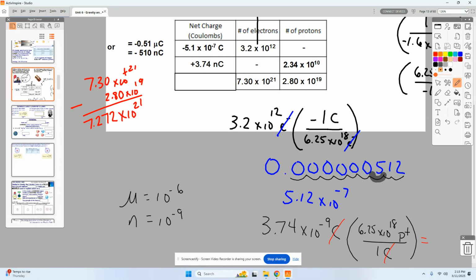Did I do that math right? It's a 7.272. Number of extra electrons. Need to convert that into coulombs. So I agree with Dre. I like using the bigger number instead of the smaller number. It's just easier to deal with large numbers, in my opinion.